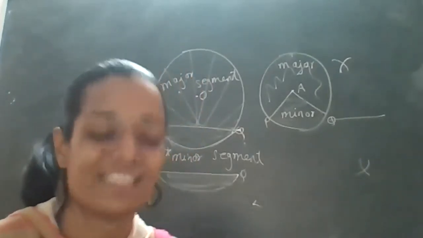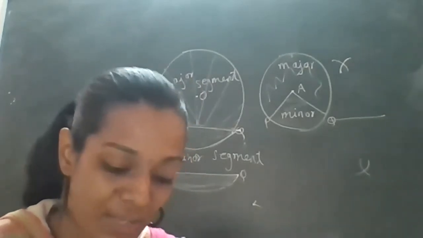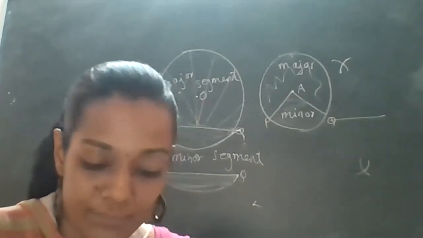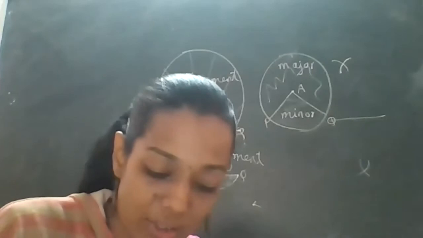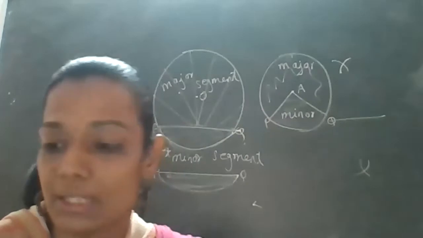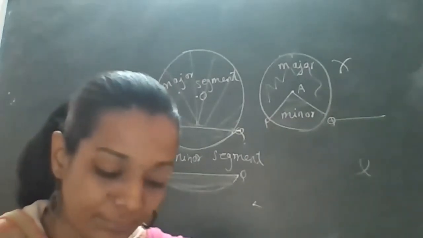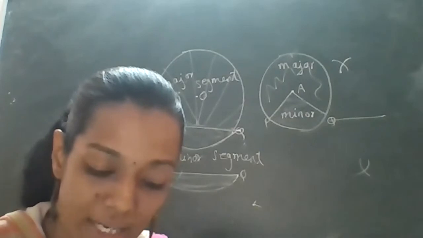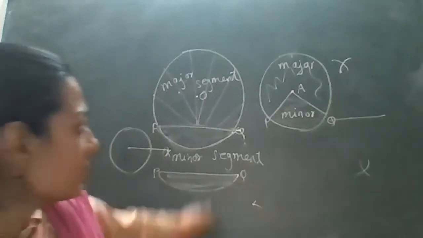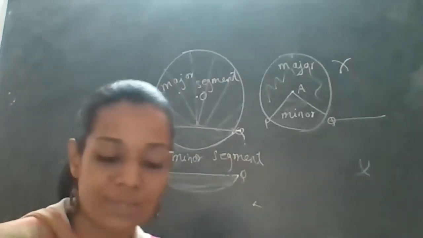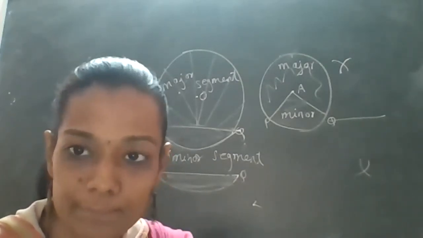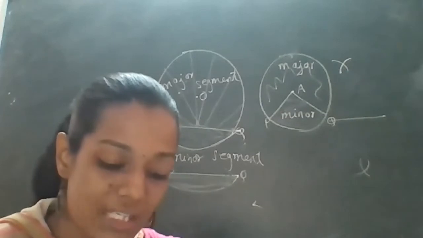Okay? Now next, fifth number. Sector is the region between the chord and its corresponding arc. False. So what will it be? Segment. What will come in place of sector? Segment will come. Segment is the region between the chord and its corresponding arc. Okay?